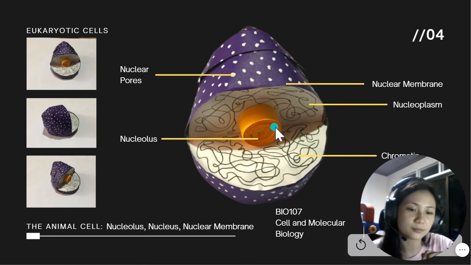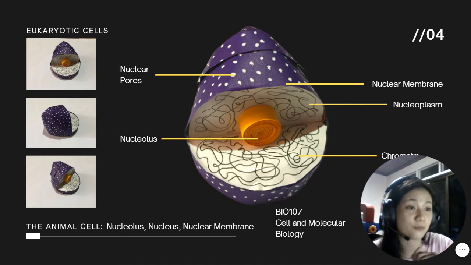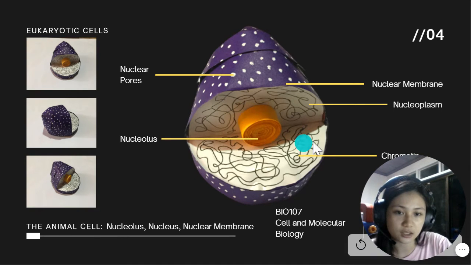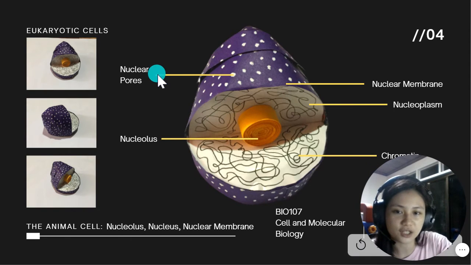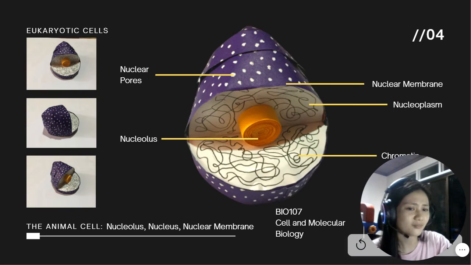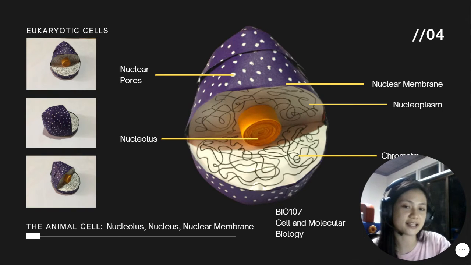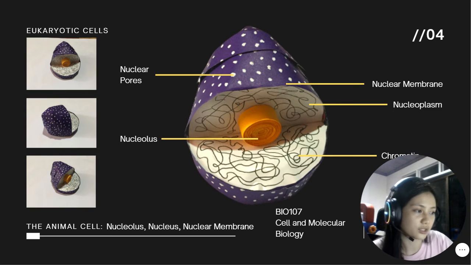The nucleus is where the synthesis of ribosomes occurs. It also has the nucleoplasm, the white ones. We have here also the chromatin. The chromatin is tightly wound DNA. It is where our genetic material can be found. We also have here the nuclear pores to regulate the entry and the exit of the molecules in and out of the nucleus.